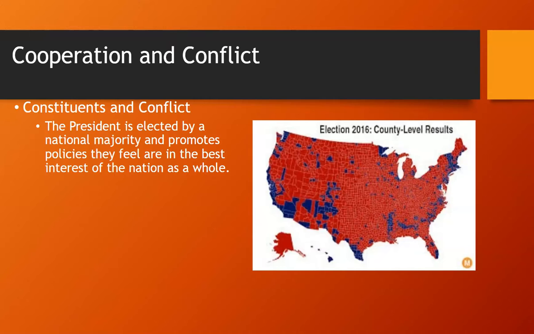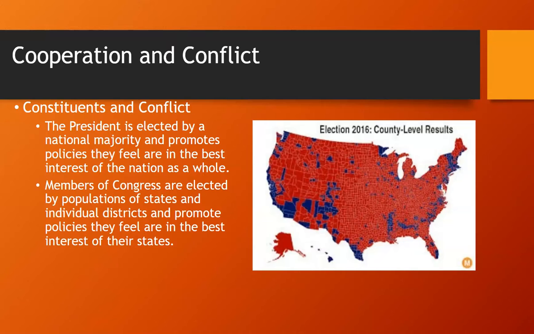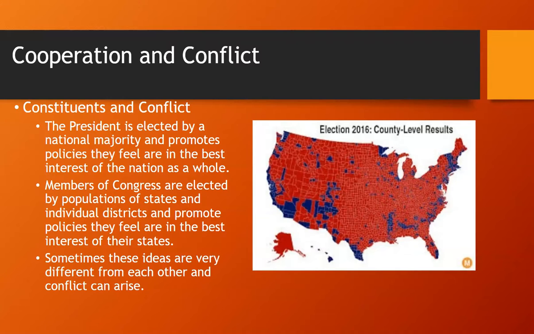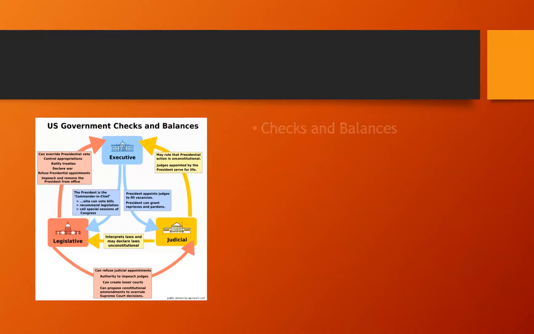Now, the President is elected by a national majority and promotes policies that they feel are in the best interest of the nation as a whole. Members of Congress are elected by populations of the states and the individual districts, and they promote policies that they feel are in the best interest of their states. This can cause a massive amount of conflict, as the ideas can be very different from each other. So this is a source of conflict, national level versus state and district level.